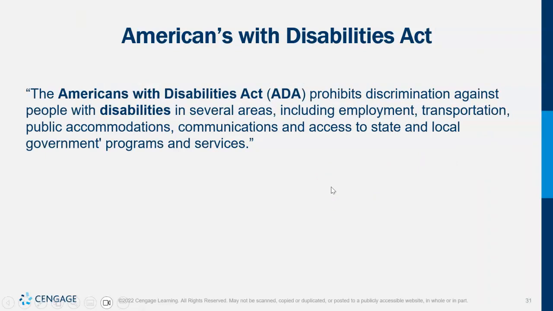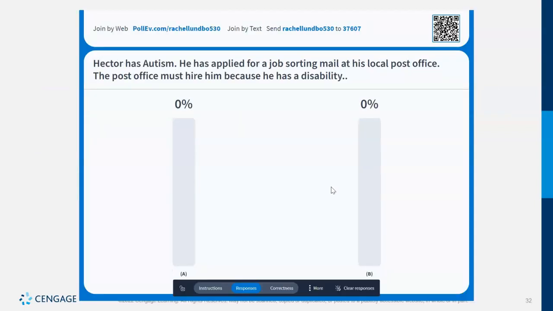The Americans with Disabilities Act, or ADA, prohibits discrimination against people with disabilities in several areas, including employment, transportation, accommodations, communications, and access to state and local programs and services. Let's look at some examples.